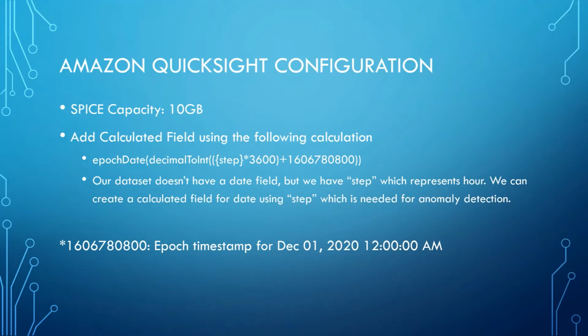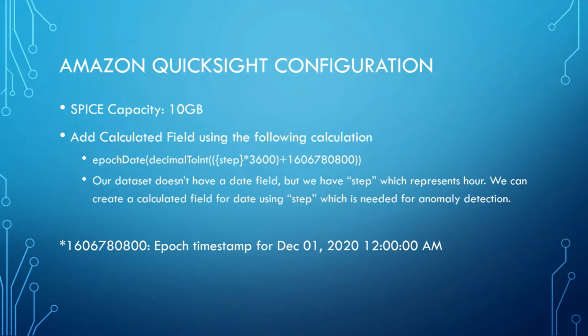But for our data set and for doing the anomaly detection, the 1 GB of SPICE capacity is not sufficient. So I have increased the SPICE capacity to 10 gig. Also, for anomaly detection, we need time series data with a date field. Currently, our dataset doesn't have a field for date, but it has a field for step. Step is a representation of a unit of time, and it represents 1 hour of time in the real world.